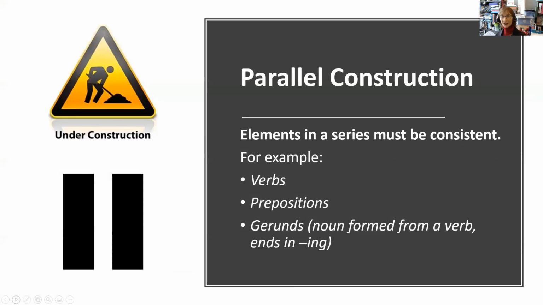Parallel construction. This one gets people. Parallel construction is basically that the elements in a series must be consistent. For example, if you're going to have that series that you are using the Oxford comma with, they all need to either begin with verbs or prepositions or words ending in -ing. And this isn't just for elements in a series, it's also if you're doing a bulleted list where everything begins with a verb, you're not changing that format, switching to nouns or getting that confused. You need that consistency. So parallel construction is something that trips people up sometimes.